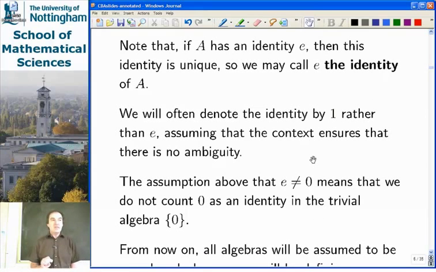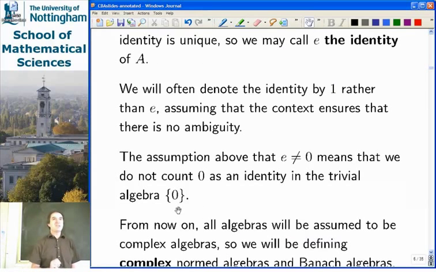But I did insist that E is not 0. So you see, there is a trivial algebra which just has 0 in it. Add anything or multiply it and you're still 0. And that's also a vector space. And it is a perfectly good complex algebra, but we don't want to count it as having an identity, even though it is actually true that 0 times anything is equal to it in this particular case. That's why I wanted to insist that the identity element should not be 0. There's a split in the literature, but most people would agree on that.